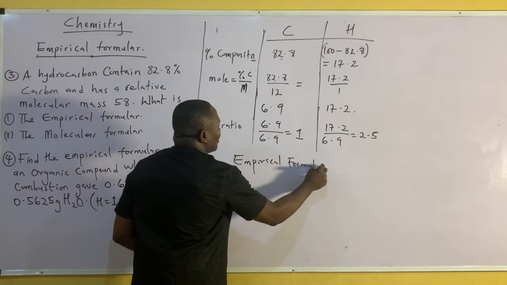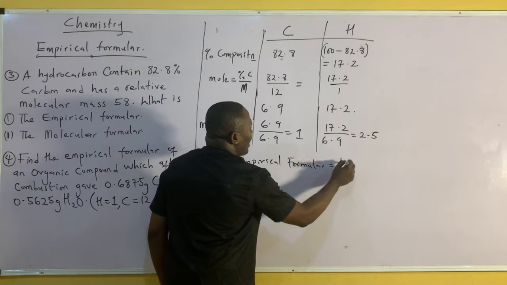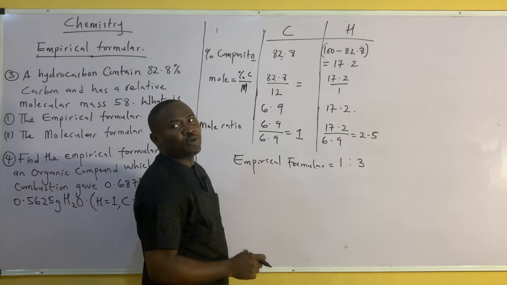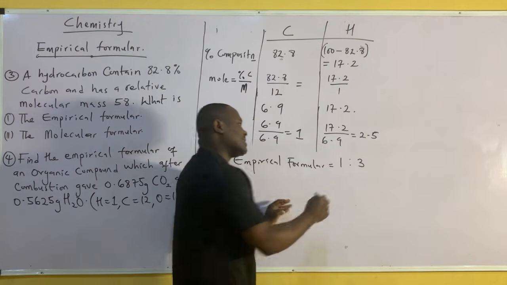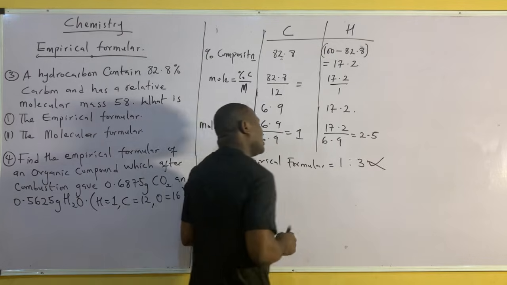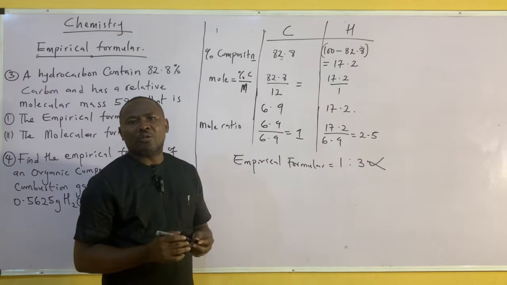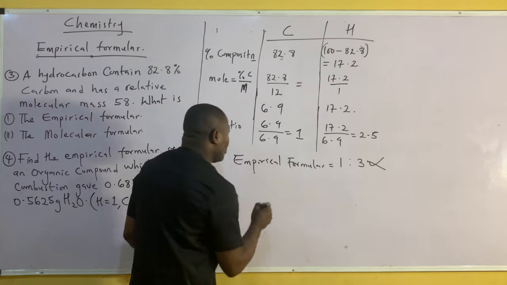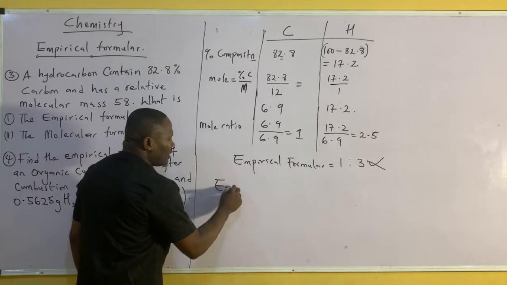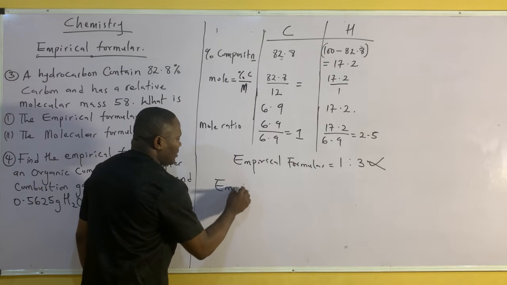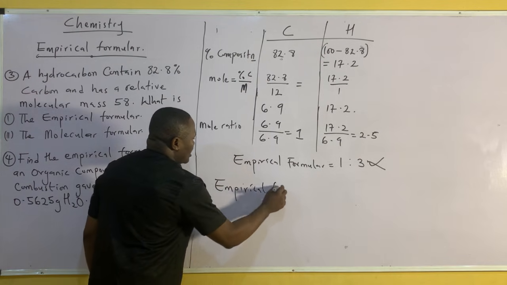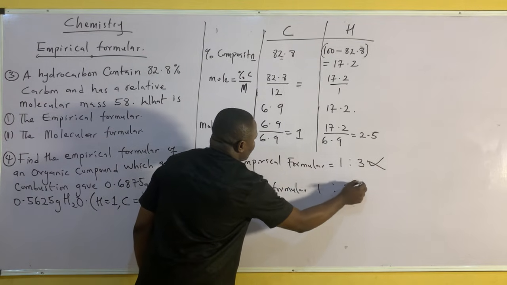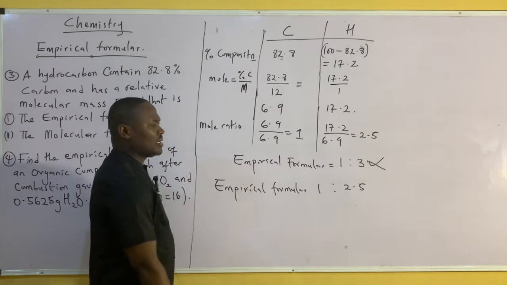Now it is absurd, it is a crime at this point to say that empirical formula is equal to 1:3, because you round off 2.5 and make it 3. This is not correct. This is not the way molecular and empirical formula is solved. No. Rather, what will you do? As what we have is 1:2.5, what will I do next?